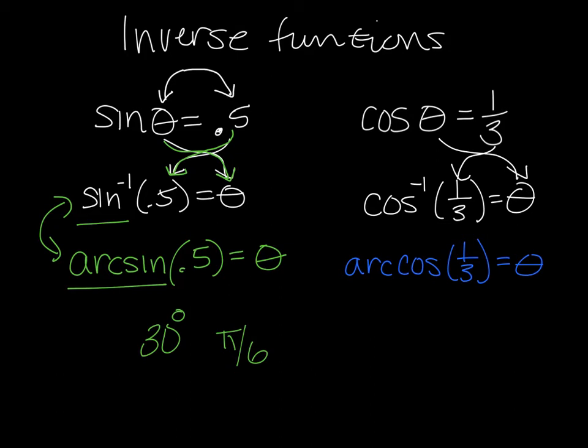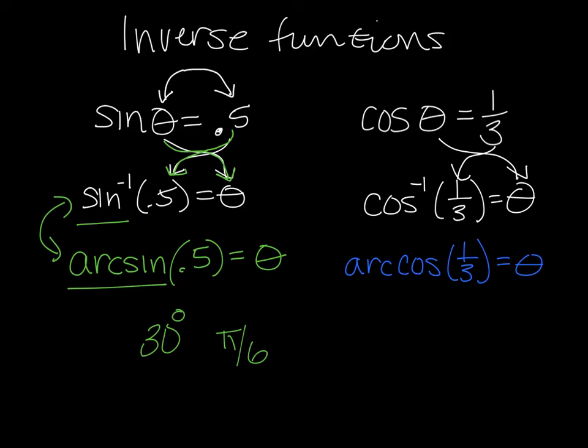It should be somewhere around 60 degrees or something. It's less than 90, but more than 45 probably. I could be totally wrong. But anyway, that's what arc cosine looks like.